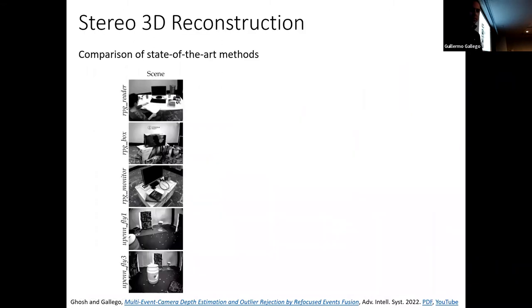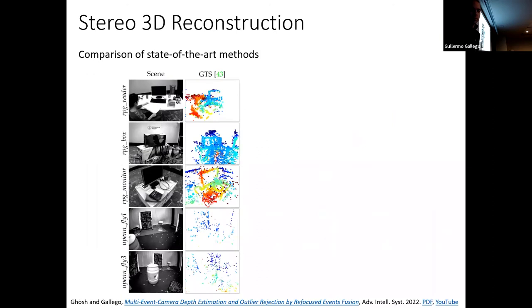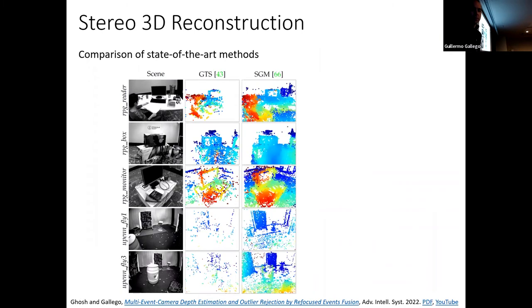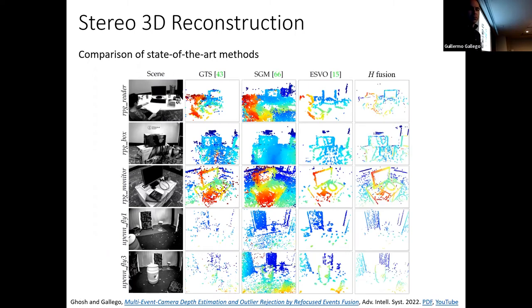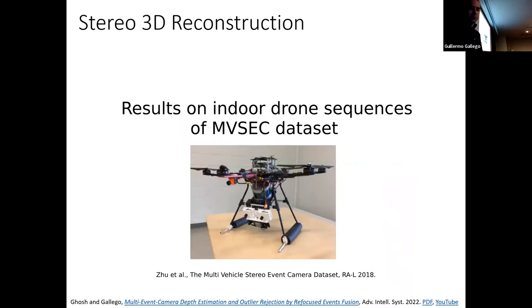We compare with the state of the art, generalized time-based stereo, and semi-global matching adapted to events, from Transactions on Robotics 2021, I guess, ESVO. With our method, we can see that qualitatively the results look good. They look like thin edges, thin structures, with points in many locations of the image plane. I have data tables for that in the paper.